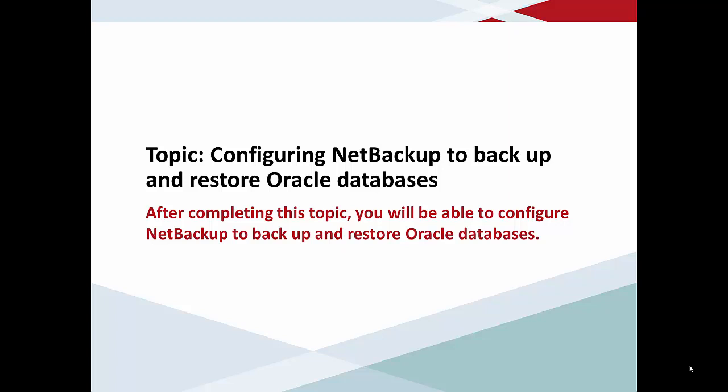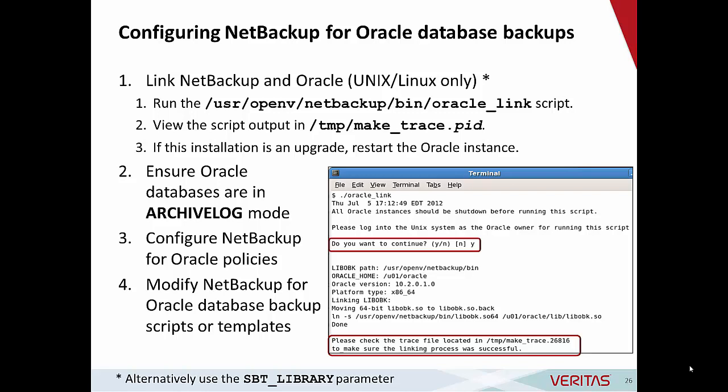This is the Configuring NetBackup to Backup and Recover Oracle Databases topic. This slide shows a high-level overview of configuring NetBackup for Oracle backups. The first thing, and this is for Unix and Linux systems only, is to link NetBackup and Oracle. We run the Oracle link script, and this associates Oracle's SBT tape alias with NetBackup's Media Manager library. We're making a connection between NetBackup and RMAN. Now, this happens in Windows as well, but in Windows it happens automatically, whereas in Unix or Linux it's a specific step to run this script.